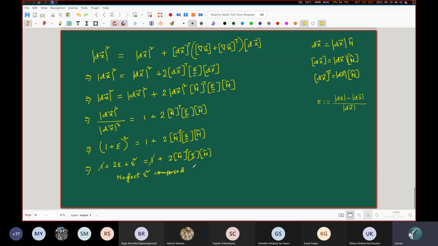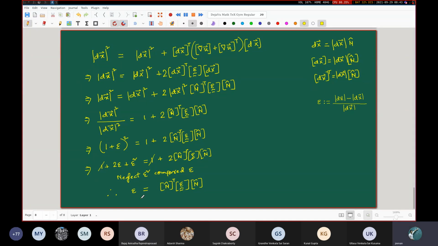So the idea is the same as before. After you have cancelled this and neglected this epsilon square, you will end up with twice epsilon is equal to twice of this thing. So ultimately what we are going to obtain is epsilon is equal to n hat transpose strain tensor times n hat. So the 2 factor will not come. I think the 2 will be cancelled. Yeah, that's a bad mistake. This 2 factor is not coming. Okay.